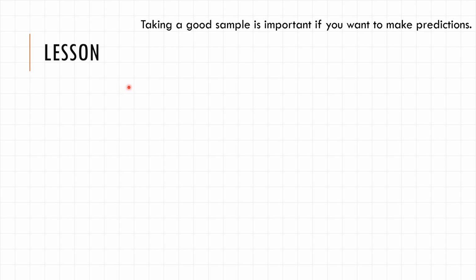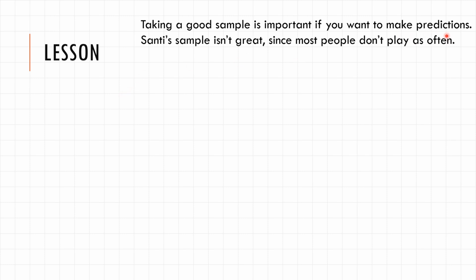Taking a good sample is important if you want to try to make those predictions. Santi's sample was not good. It was not great. Most people don't play as often as his friends, so his sample did not represent the entire population very, very well. So instead of doing what he did, we can use very proven, tried and true techniques to try to get a good sample. And here we will learn a few of those techniques.